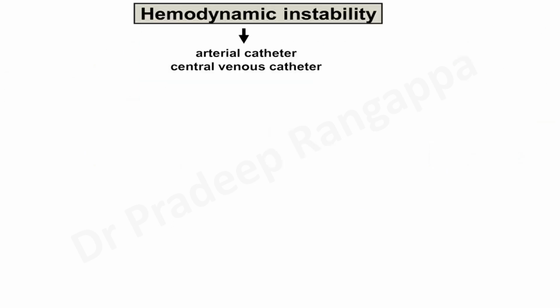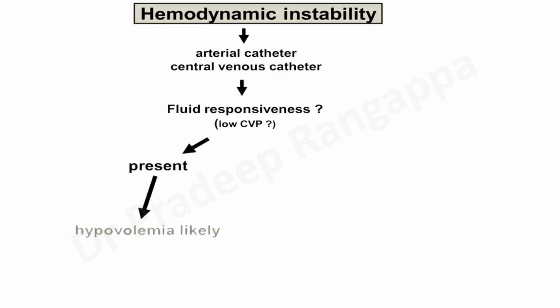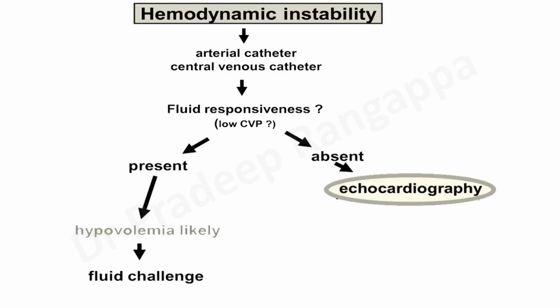So just cursorily, how do we approach a patient when there is hemodynamic instability? Obviously, we'll have invasive tools with arterial monitoring and a central venous catheter, and we'll check for fluid responsiveness. If fluid responsiveness is present, hypovolemia is likely, and you give fluid. So, that's the easy bit. But when there is no fluid responsiveness, what do we do?